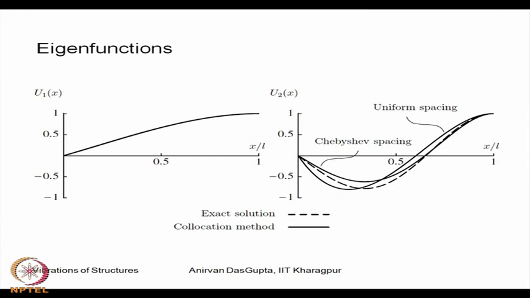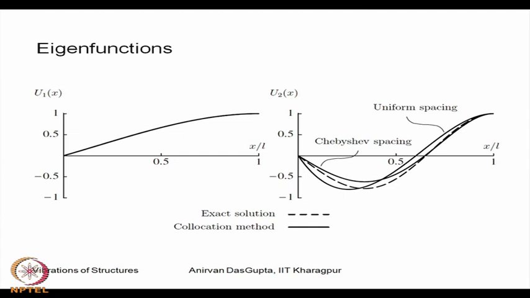On the other hand, if you look at the eigenfunction of the second mode, you see with the Chebyshev spacing it appears to be more accurate, because the location of the node matches quite well with that obtained from the exact solution, while that of the uniform spacing is in some error.